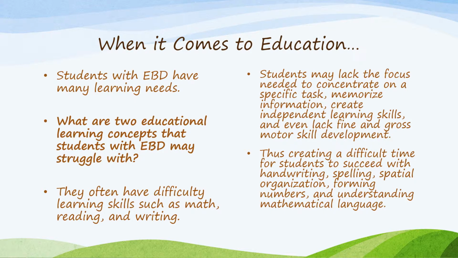Students with EBD may lack the focus needed to concentrate on a specific task. So these could include memorizing information, creating independent learning skills, and they may even lack fine and gross motor skill development. Therefore, this creates a difficult time for students with EBD to succeed with handwriting, spelling, spatial organization, forming numbers, and understanding mathematical language.